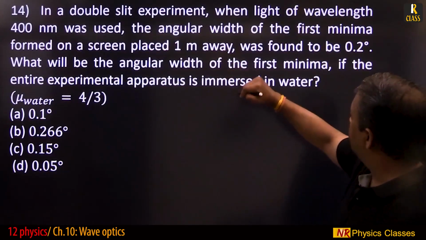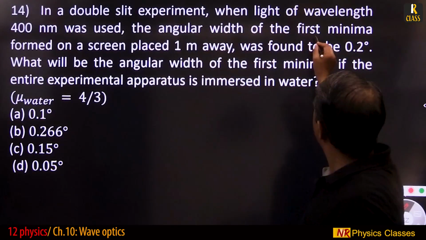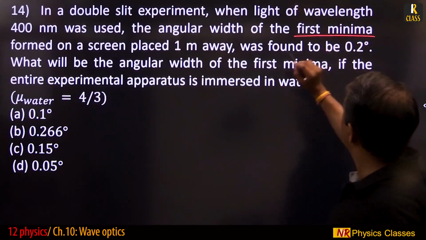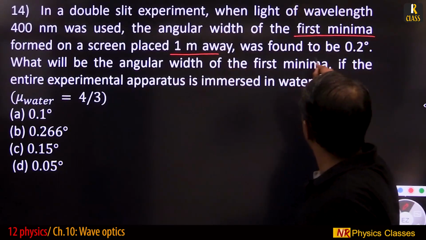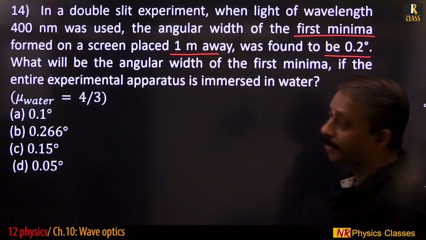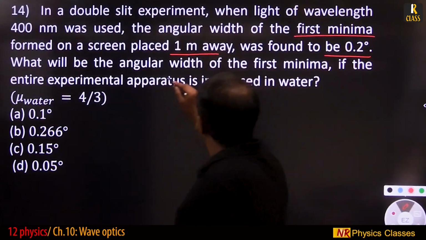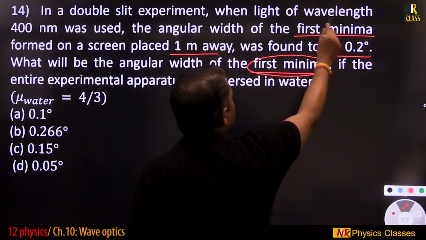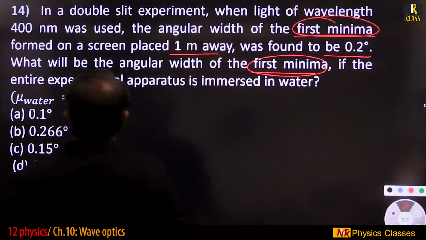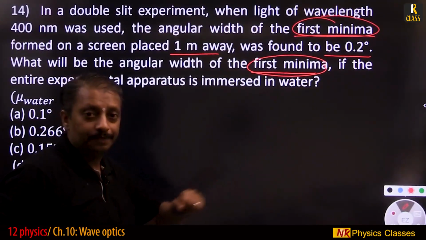In double slit experiment, when light of a certain wavelength is used, angular width of first minimum formed on the screen 1 meter away is found to be at 0.2 degree. What will be the angular width of first minima if the entire experimental apparatus is immersed in water?